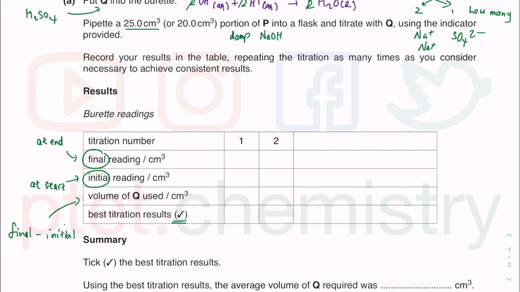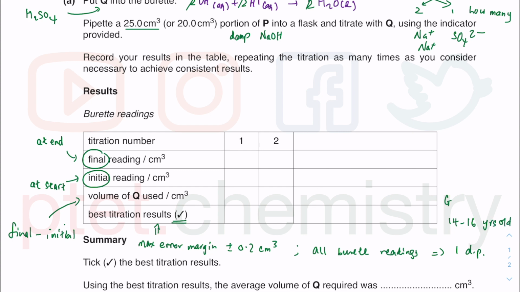Going to put a tick for your best result. Remember, our maximum error margin is going to be plus or minus 0.2 cm3. That is because all the burette readings, including the difference for the volume of Q used, must be to 1 decimal place. This is true for the 14 to 16 year old chemistry content, whether you're doing IGCSE, GCSE, or O-level chemistry. Okay, so I've actually done this practical because I have to compare the results with those from my students who have done it in the afternoon practical class.